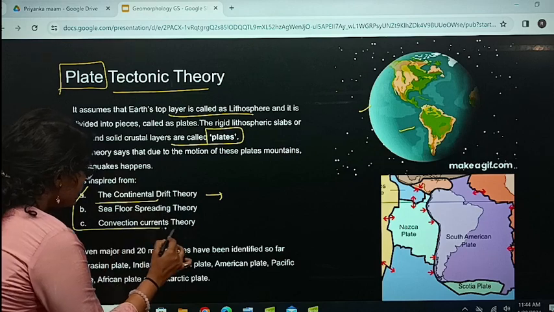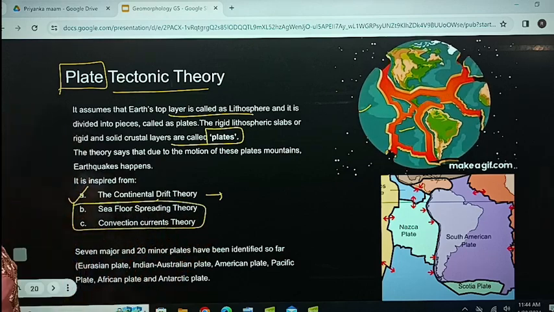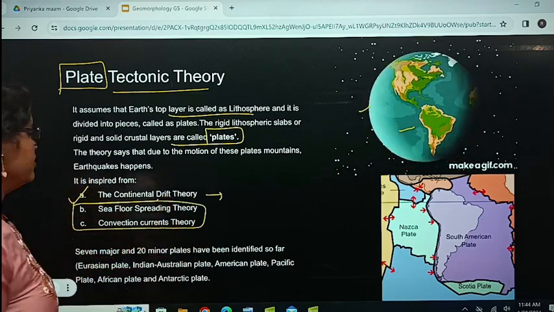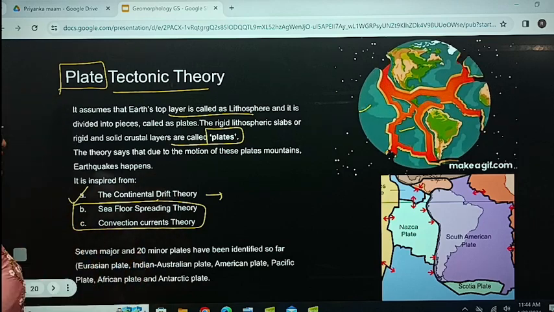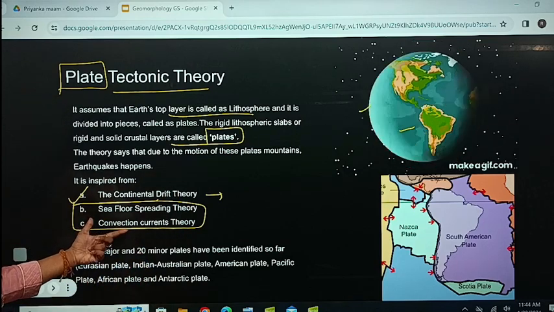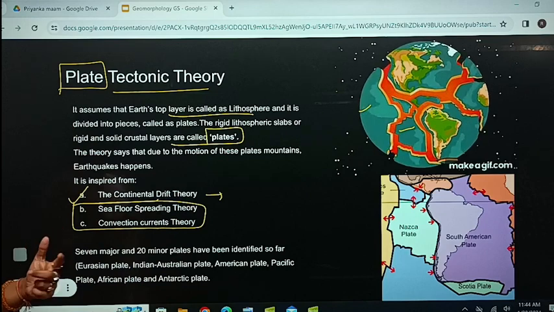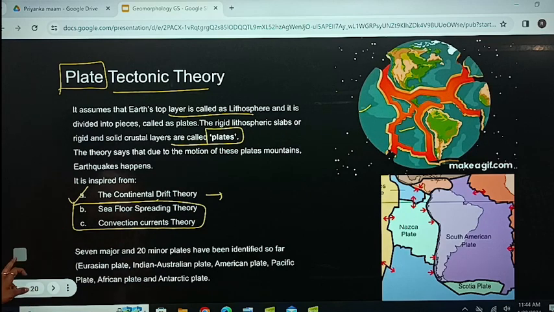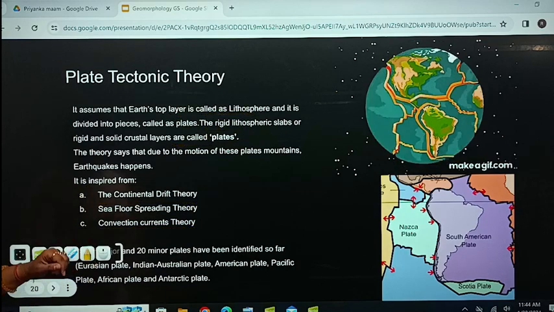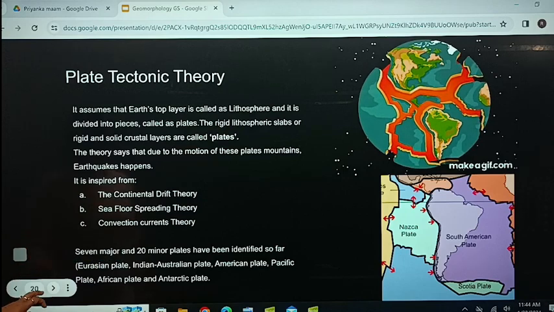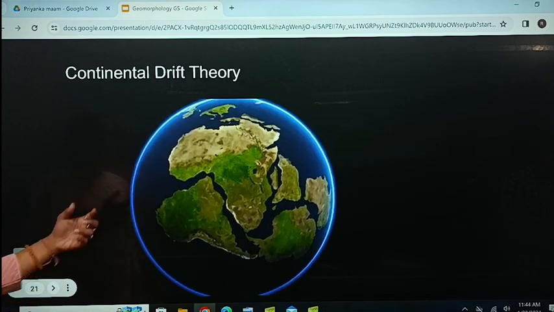Also, there are two important theories which answer the real question of why continents move: convection current theory and seafloor spreading. With this we understand the formation. Now quickly, let us see the continental drift theory first. What does it talk about?